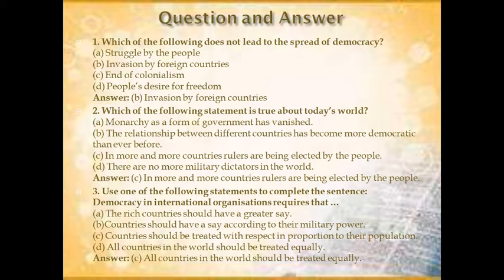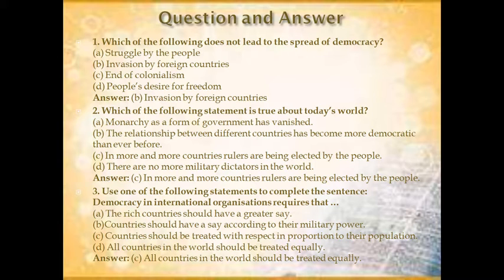Second, which of the following statements is true about today's world? Options are: monarchy as a form of government has vanished. The relationship between different countries has become more democratic than ever before. In more and more countries, rulers are being elected by the people. There are no more military dictators in the world. Answer is, in more and more countries, rulers are being elected by the people.